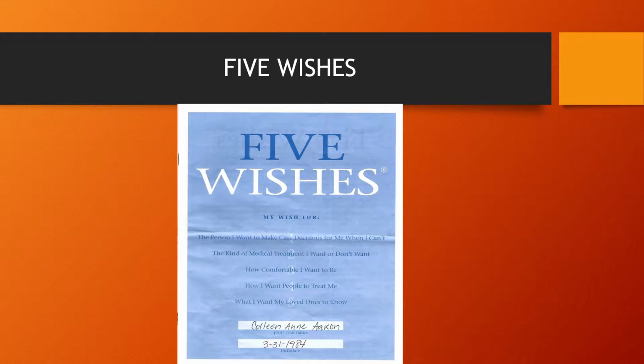This is just an example of a really regular, common advanced directive. It kind of allows someone to say in their own specific words what they want. This is mine, as you can see. I filled one out. The 5 wishes are the person I want to make my care decisions for me when I can't, the kind of medical treatment I want or don't want, how comfortable I want to be, how I want people to treat me, and what I want my loved ones to know.